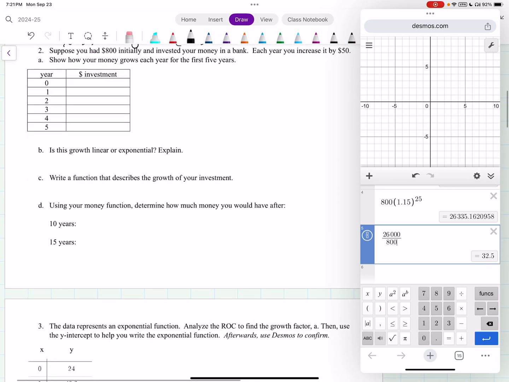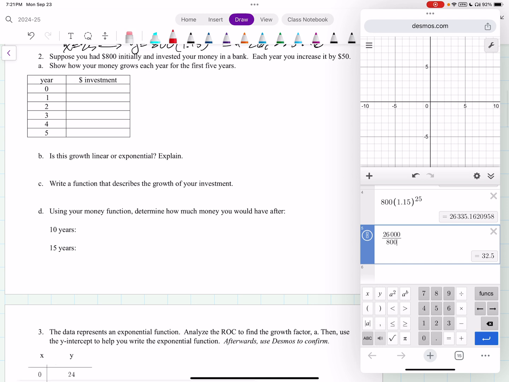Now, there are different ways to invest your money, and one situation is this right here. So let's take a look at it. It's a little bit different. Here you have $800 initially as well, but something different is going to happen. It says if you have 800 initially and you invested your money in the bank, each year it increases by 50 bucks, not 50%. We're talking an increase of 50. So we're going to add $50 every year.